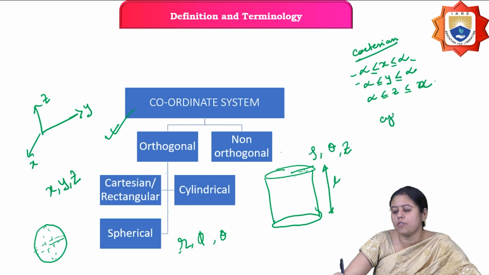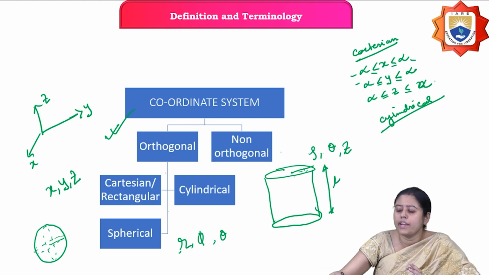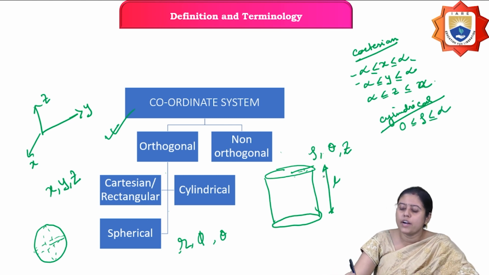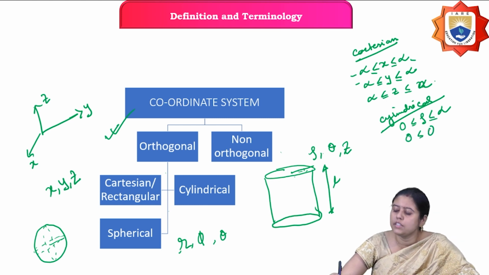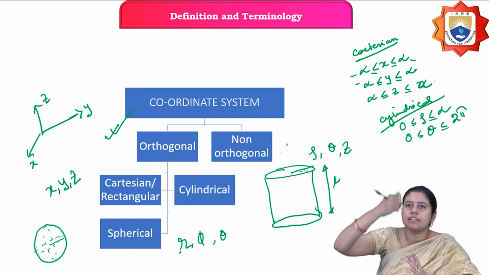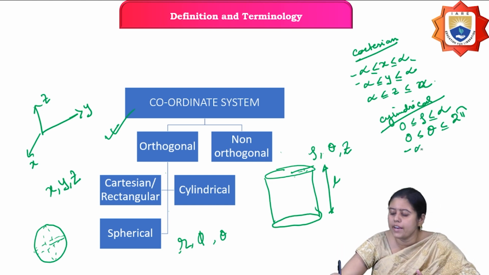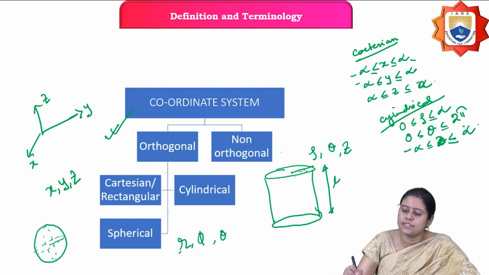For the cylindrical coordinate, what is the value of rho? Radius cannot be negative. So 0 is less than or equal to rho, less than or equal to infinity. What is theta? Theta value is a circle. So it is 0 to 360 degrees, or we can write it 2 pi. What is z? Z can go in the negative also. So z is from minus infinity to plus infinity.